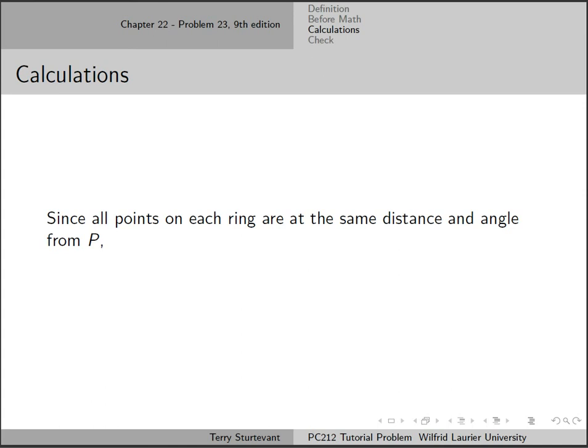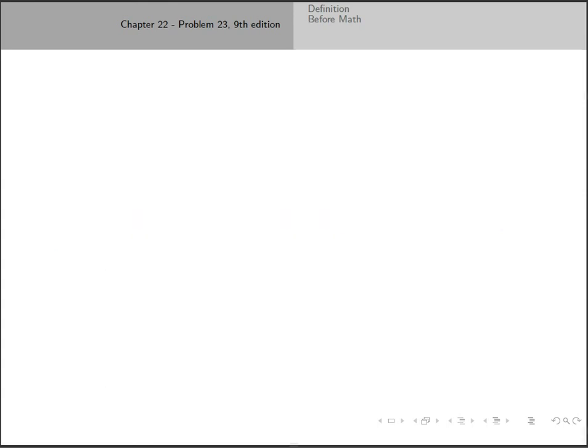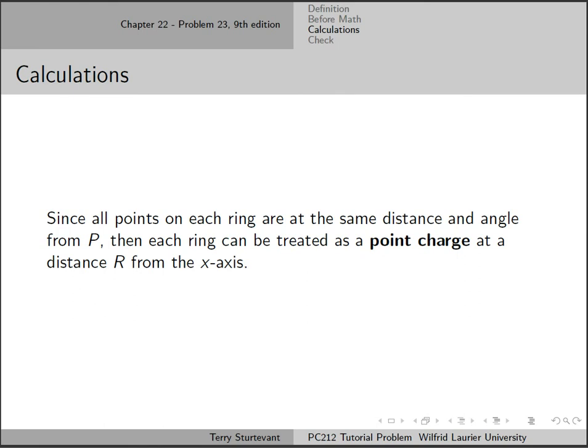So to do our calculations, since each ring is symmetric about the x-axis, all the points on each ring are the same distance from point P, and at the same angle. So, we can treat each ring as a point charge at a distance r from the x-axis.